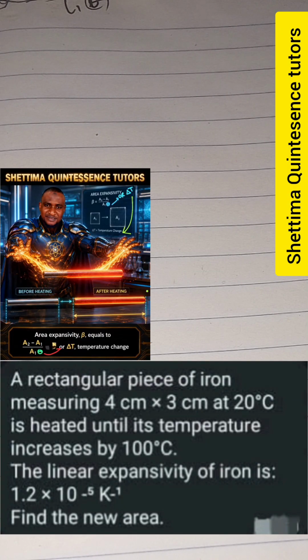Now we all know that linear expansivity is different from area expansivity. Linear expansivity is in one direction. Area expansivity is length times breadth. Area expansivity beta is given as 2 times linear expansivity.